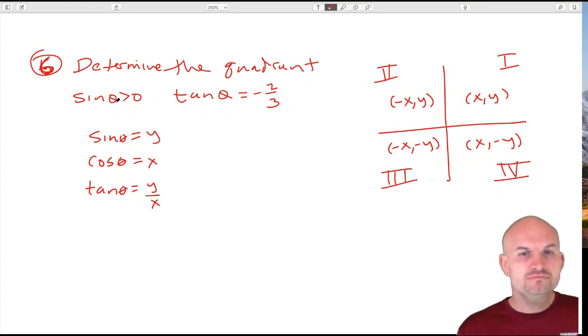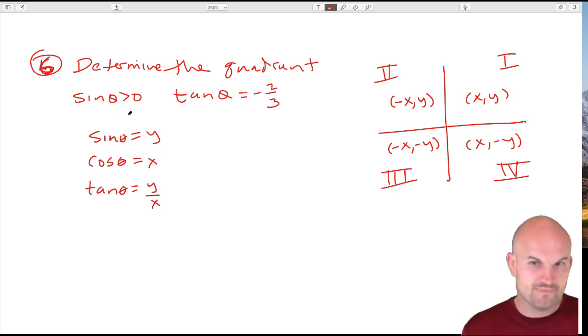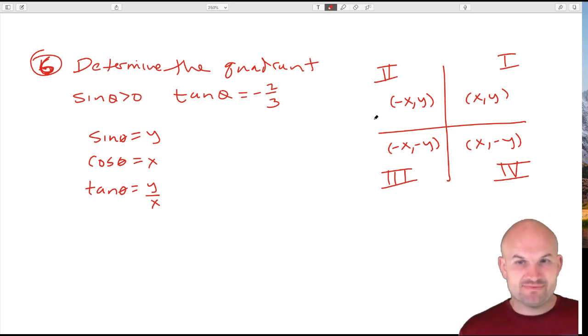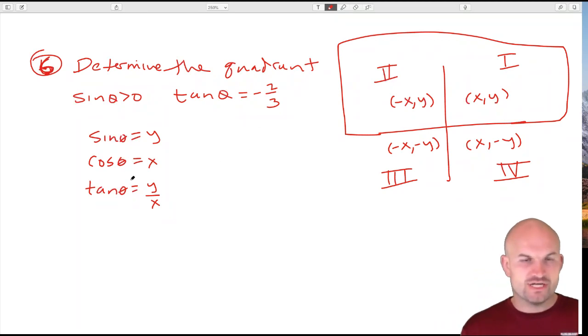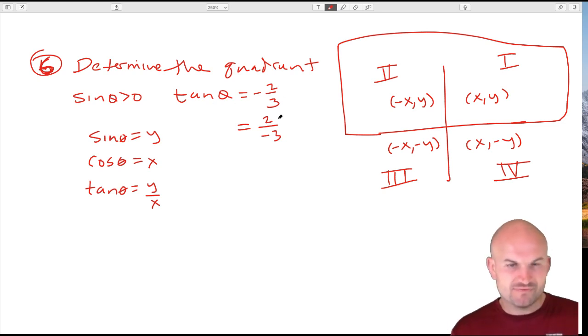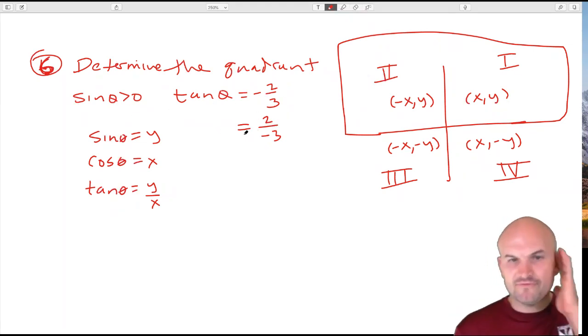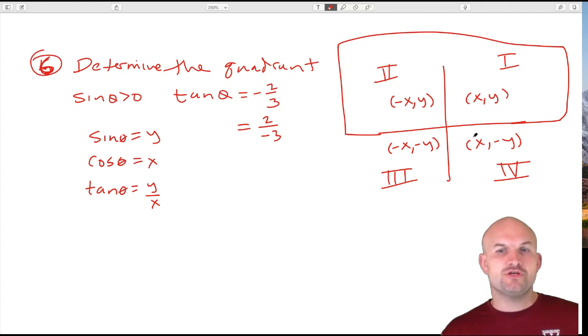Sine of theta has to be greater than 0. Okay, so that means that y has to be positive. So now we know that we're only working in quadrant 1 and quadrant 2. But if sine is positive, tangent is y over x. That means this has to be a positive 2 over -3, right? Because 2 has to be positive because it's larger than 0. So therefore I say, oh, so the y is 2 and the x is -3.